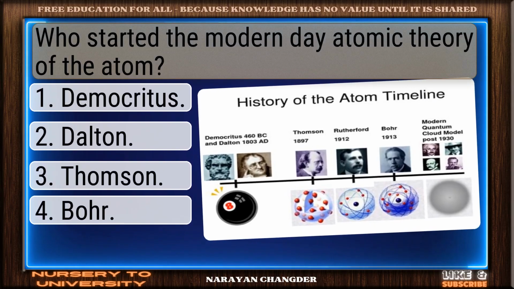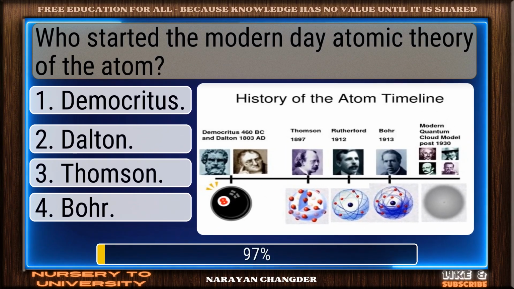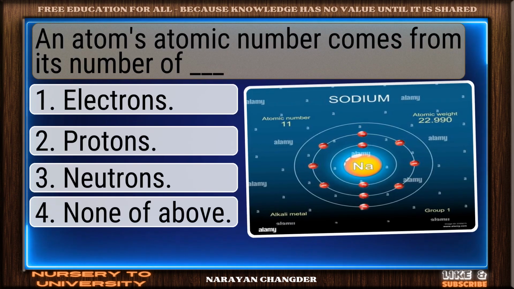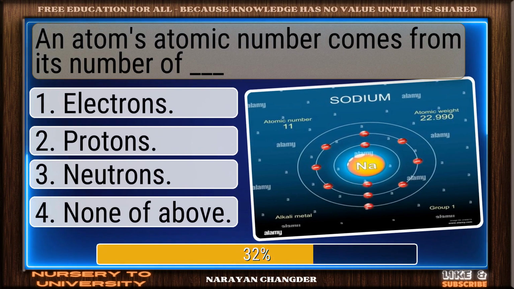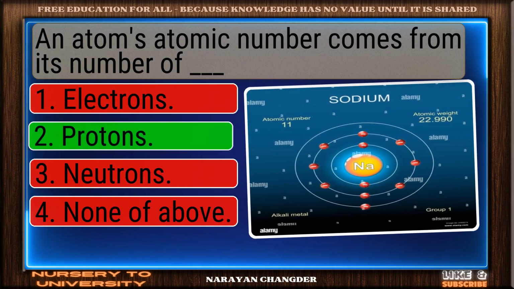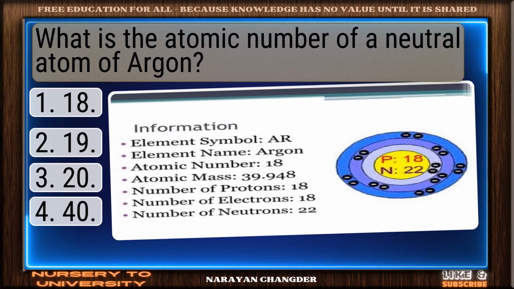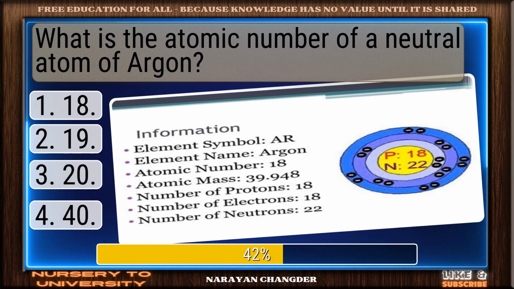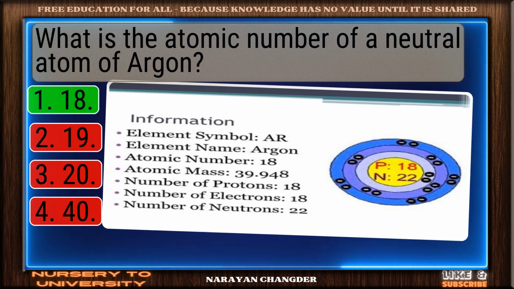Who started the modern-day atomic theory of the atom? Great job. Dalton is the accurate answer. An atom's atomic number comes from its number of dash. You're right. Protons is the correct answer. What is the atomic number of a neutral atom of argon? You got it. Your choice 18 is right.